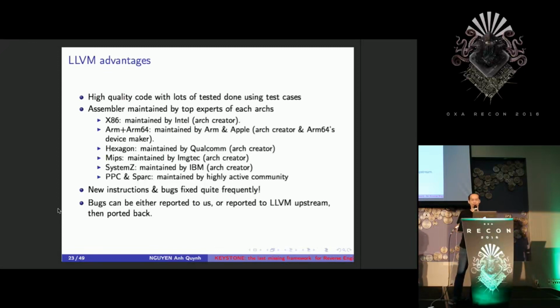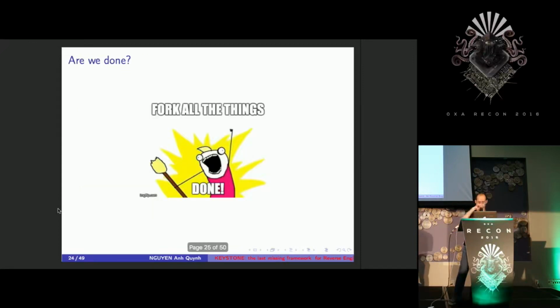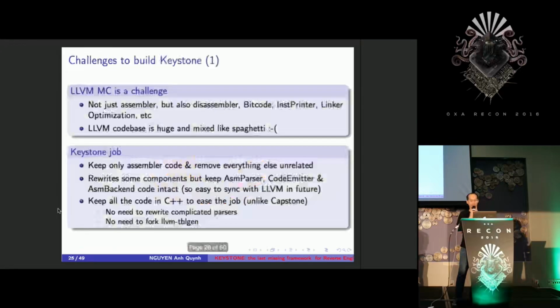Because we build Keystone on top of LLVM, bugs can be either reported to us or reported to LLVM upstream, so you can port fixes back later. So it seems easy to build Keystone because you can just fork from LLVM. It's not, because there's a lot of work.